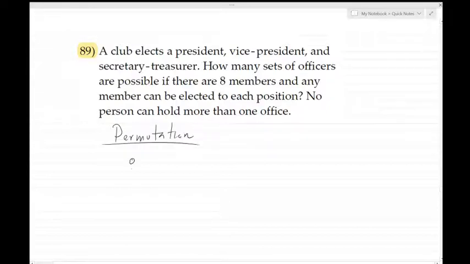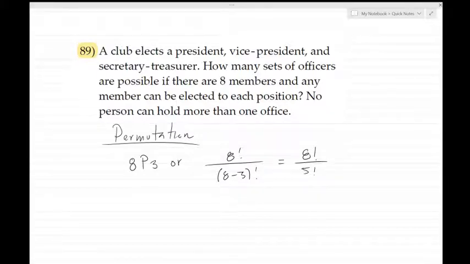And we have 8 permute 3, or 8 factorial over (8 minus 3) factorial. Okay, so that comes out to be 336 different ways in which we can elect a president, a vice president, and a secretary treasurer. Okay.